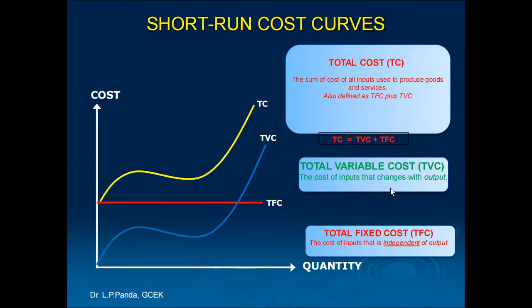Total variable cost is the cost of input that changes with output, and total fixed cost is the cost of input that is independent of output. We have to remember this.